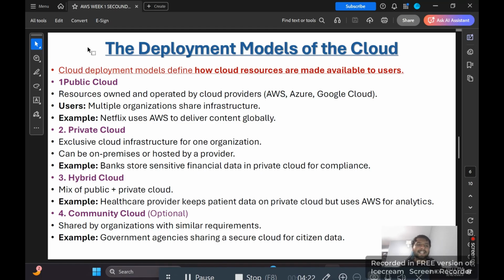Second is a private cloud. Exclusive cloud infrastructure for one organization, which can be on premises or hosted by a provider. Example, a bank stores sensitive financial data in a private cloud. Third is a hybrid cloud, a mix of public and private cloud. Example, a healthcare provider keeps patient data on a private cloud but uses AWS for analytics. Fourth is a community cloud. It's optional, shared by organizations with similar requirements. For example, government agencies share a cloud.